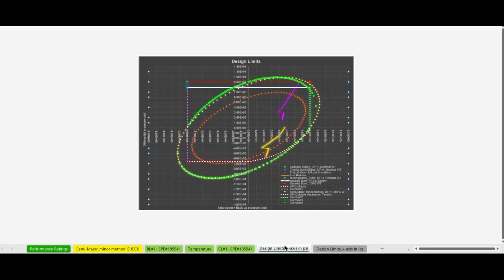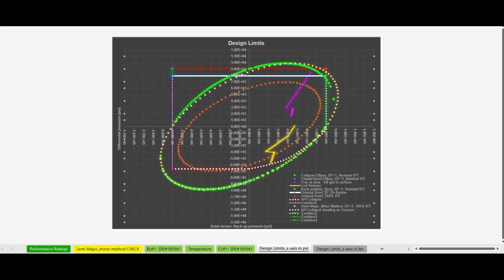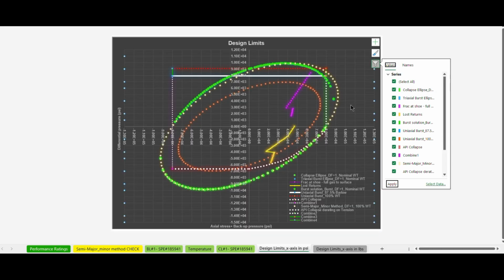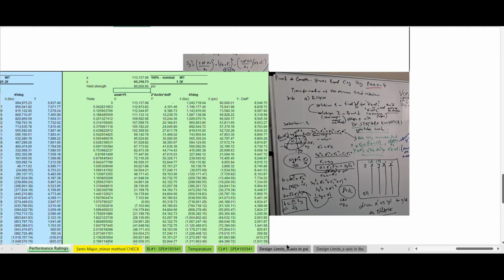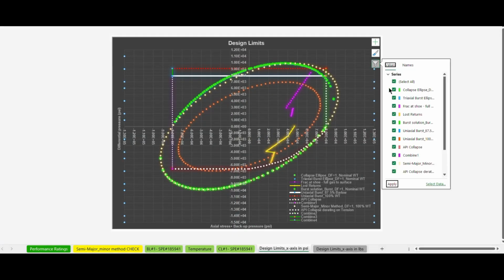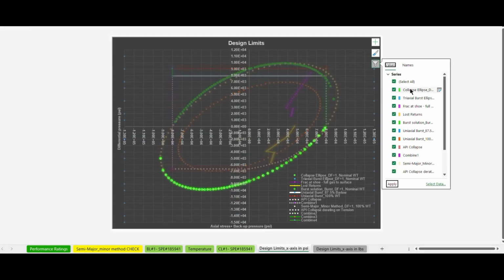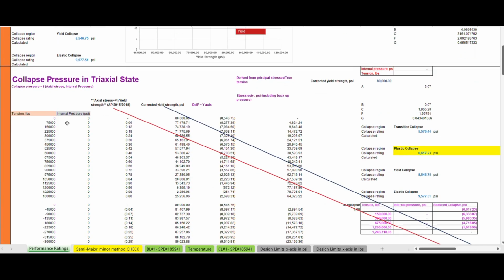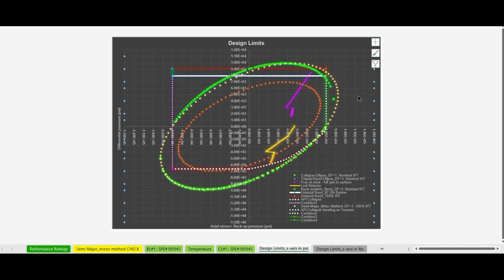So let's go into this plot. Let me maximize this one a bit. There are lots of colorful lines here, as you can see. So I will use this one. First of all, that's your collapse ellipse. That collapse ellipse takes its values from the performance rating, which is basically this part. And then the collapse values or limit is taken from this top part, as in the triaxial state.